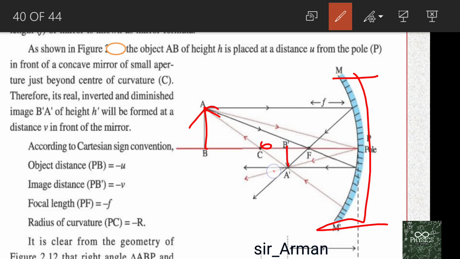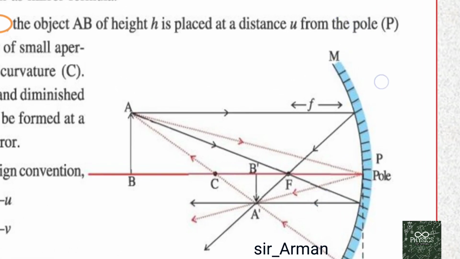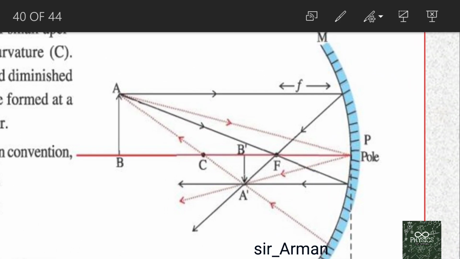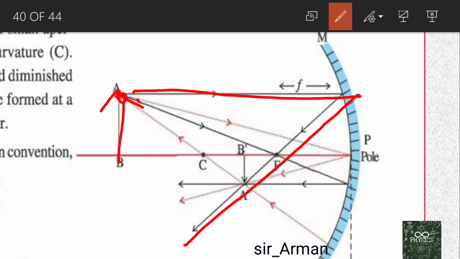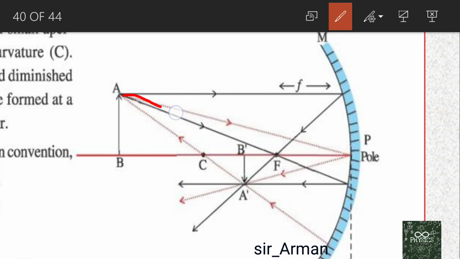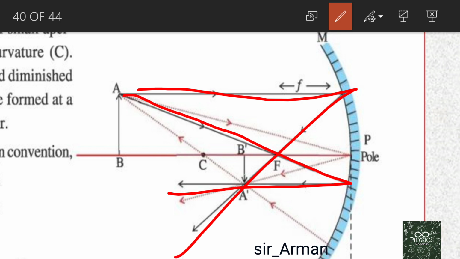So here is the image of the object, and how is it obtained? It is obtained using the simple rules that we have discussed in the case of the concave mirror. So here this is our object. A is the head of the object and B is the tail of the object. So rule number 1, when the ray is parallel, after reflection it passes through the focus. Rule number 2, when the ray is passing through the focus, it goes parallel. First rule, parallel, focus. Second rule, from the focus goes parallel, right?